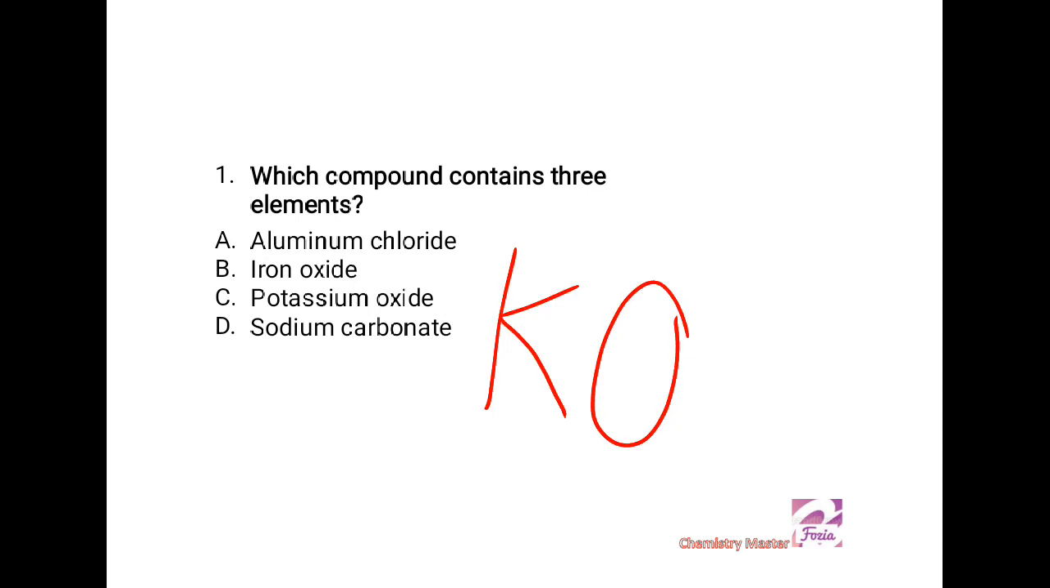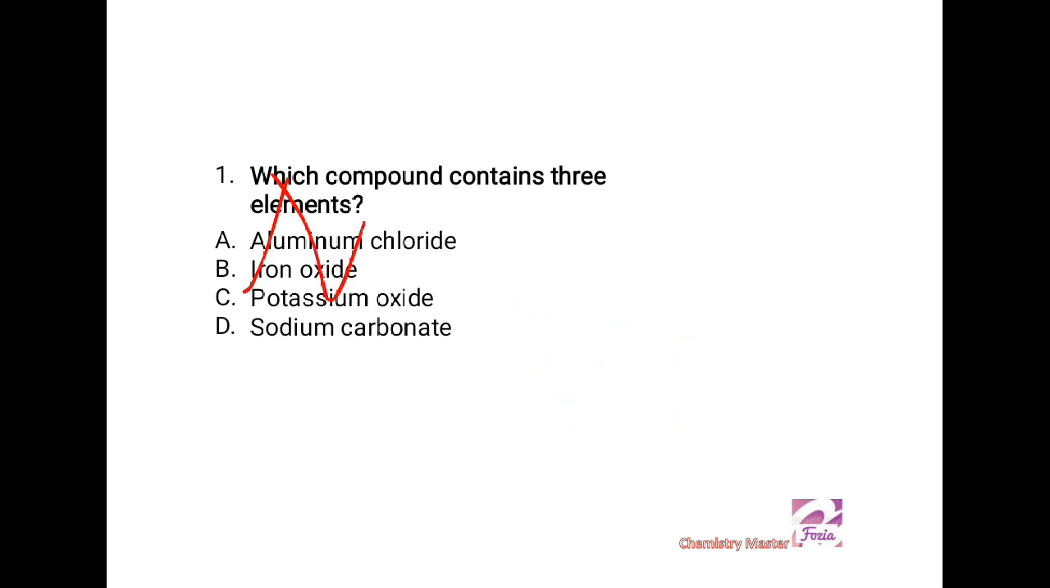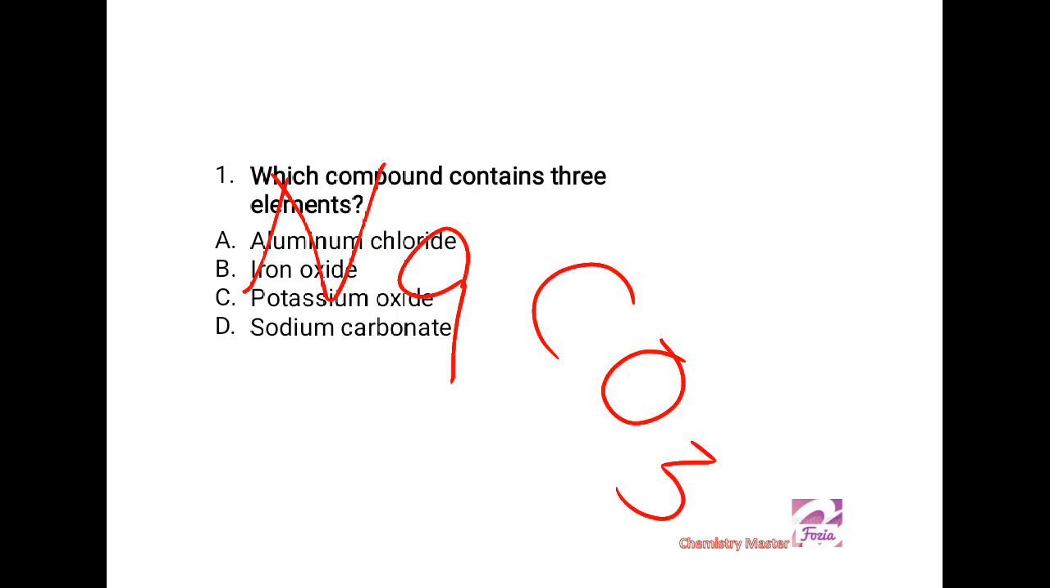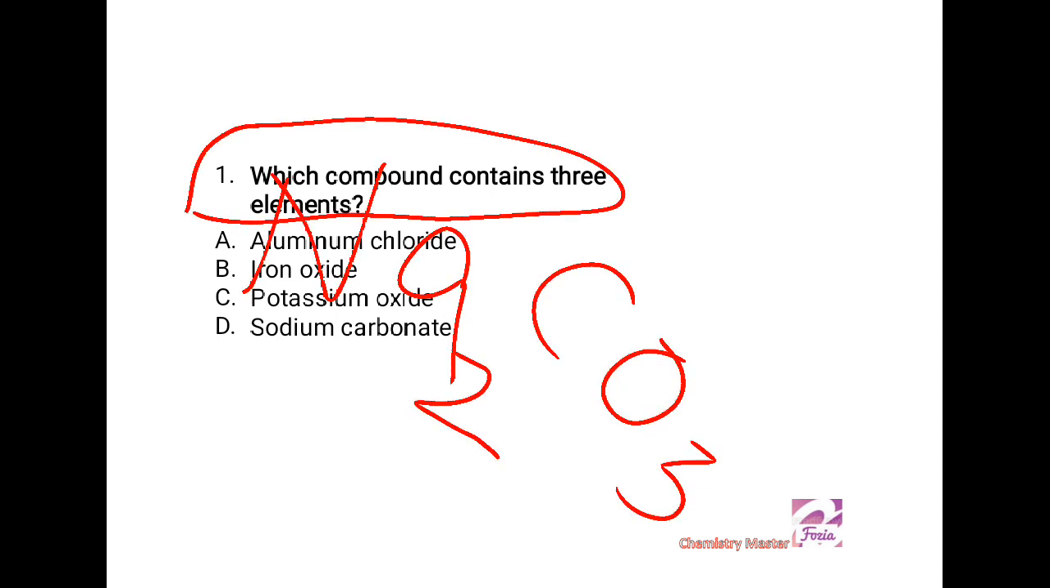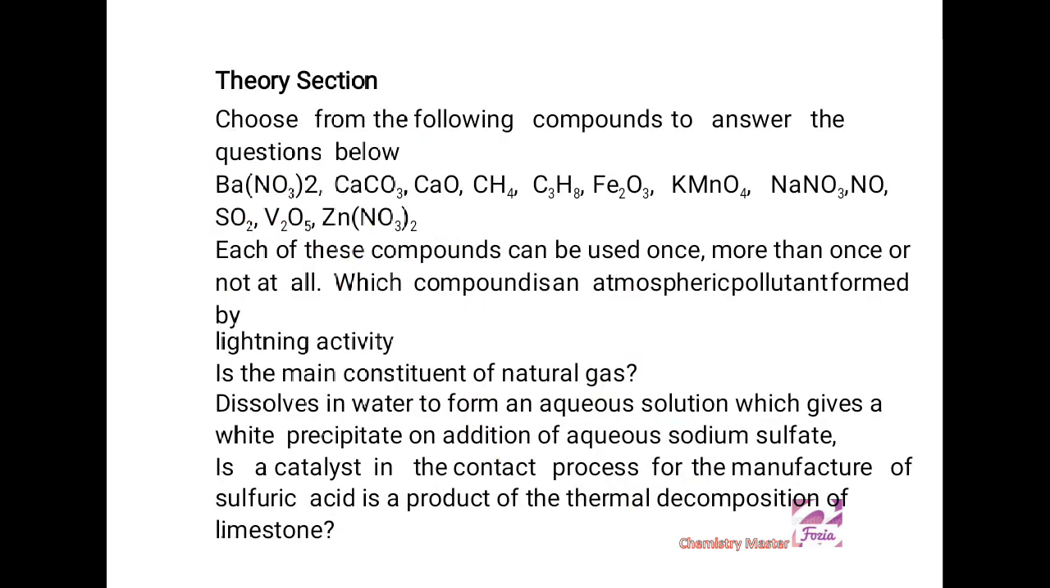The next is sodium carbonate. Sodium is Na, carbonate is CO3. So when we crisscross the valencies, we get the formula Na2CO3. Now after watching all of the chemical formulas, just select the right answer yourself. The question is, which compound contains 3 elements? Now this is your turn.